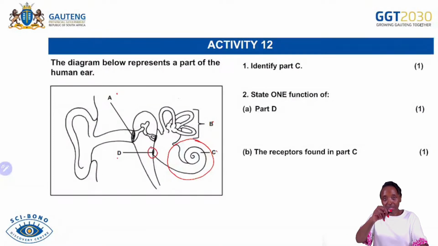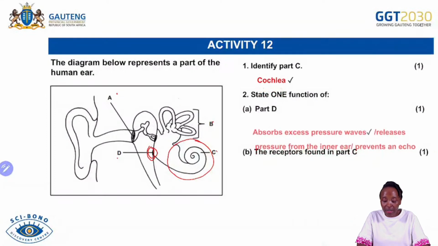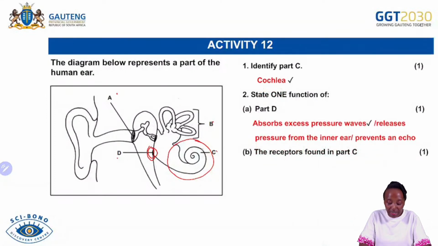Remember, once the waves are in the inner ear, if they come here, this is where they are stopped. It sort of reduces the pressure waves so that they don't come back and cause the echo. So that is what happens with part D. And then the receptors found in part C, the organ of Corti, are for hearing. That's the organ of Corti.